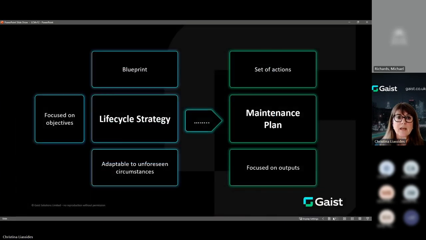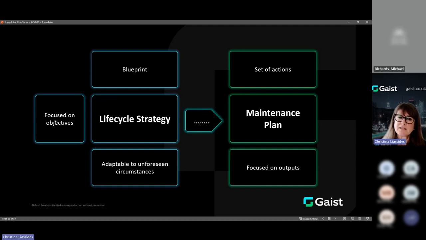So what we're doing really with the life cycle strategy is we're creating a blueprint that you can work to. And it's a blueprint that should inform your maintenance plans, maybe your medium-term maintenance plan rather than your schemes themselves. But we do actually feed how you do schemes into the life cycle strategy. And I will come back to that in the next section.